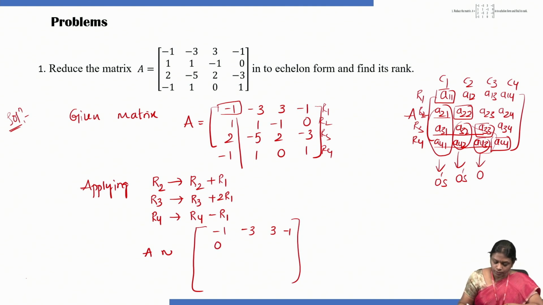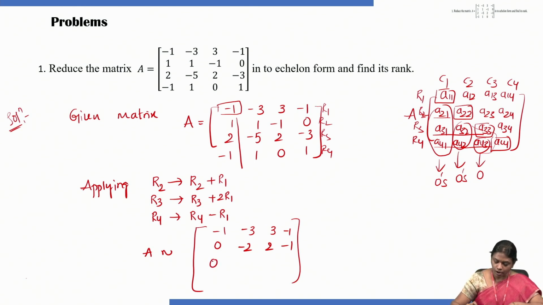Next. So using this operation R2 plus R1, you have to use the whole row, you need to implement that R2 plus R1 elementary operation. Now this element becomes R2 plus R1, 1 minus 3, minus 2, and this is minus 1 plus 3, 2, and this is 0, minus 1. Similarly, third operation, this becomes 0.